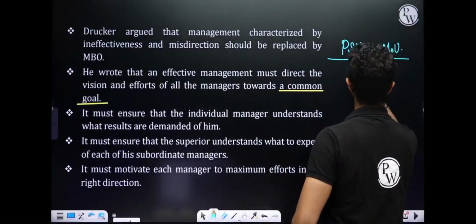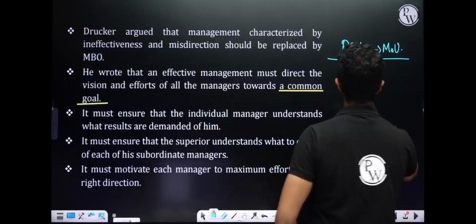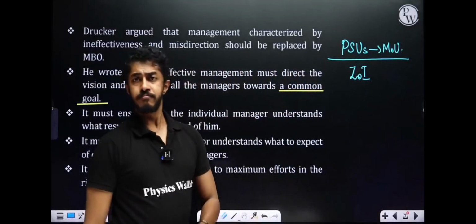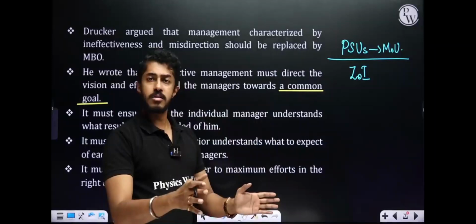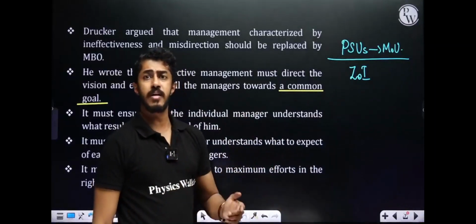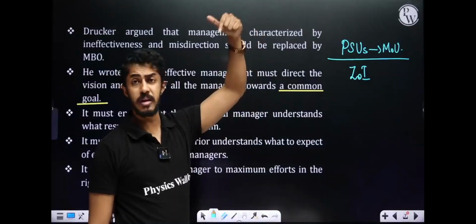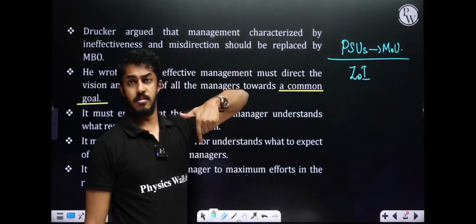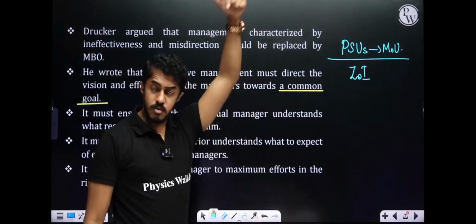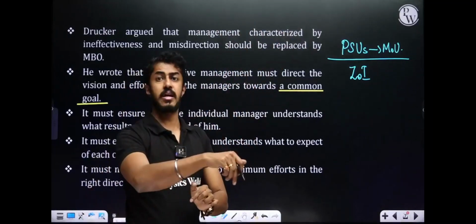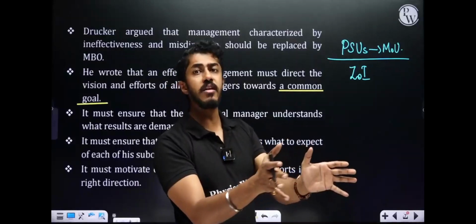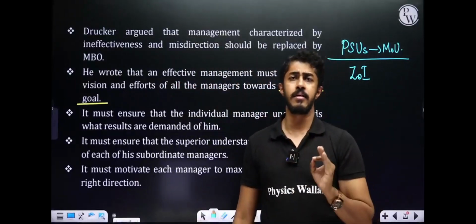Barnard, zone of indifference. So whatever orders, it will fall within the zone of indifference. Why? Because subordinates know why the superior is giving this. Superior also knows whatever orders they are giving will fall within the zone of indifference. Why? Because everybody has clarity.